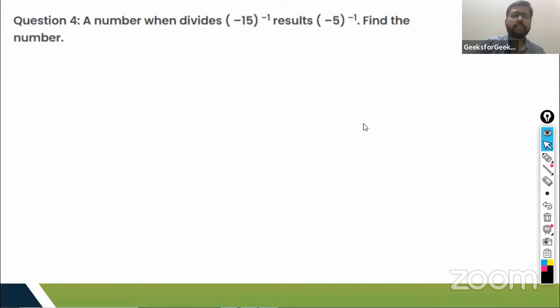If the number when divided by minus 15 to the power minus 1 results in minus 5 to the power minus 1, find the number. A number when divided by minus 15 to the power minus 1, okay, results in minus 5 to the power minus 1. Answer इसका देखिए आप लोग.